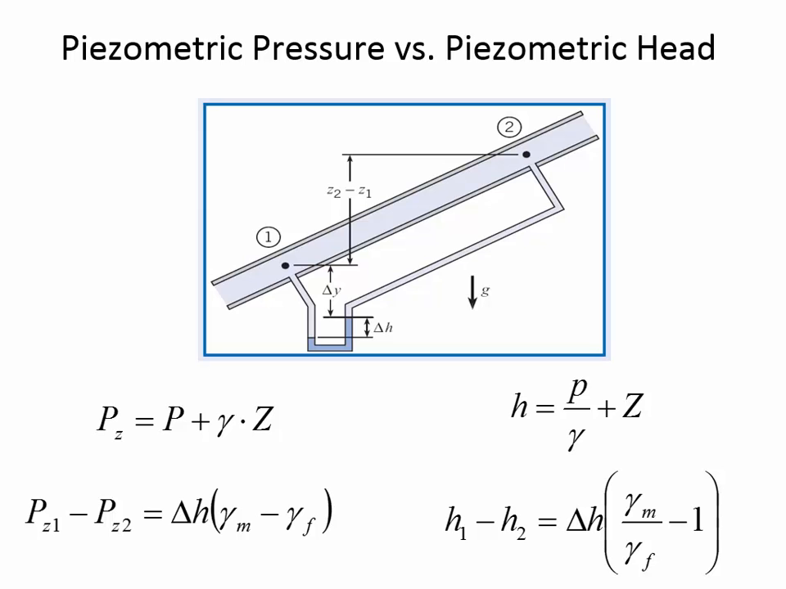And so you can find the difference in piezometric pressure according to this formula that was introduced earlier. The differential elevation in this differential manometer allows you to quantify the change in piezometric pressure from 1 to 2. If you want to know the change in piezometric head, you can use that same deflection delta H. And it's the ratio of the manometer unit weight to the flowing fluid unit weight, minus 1.